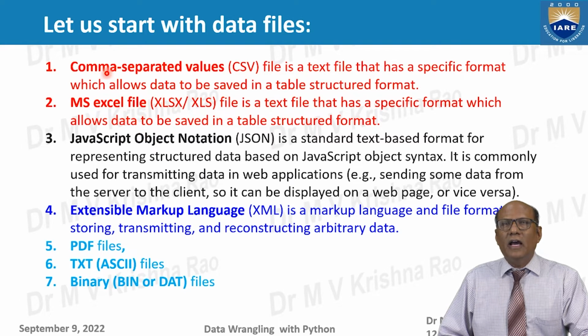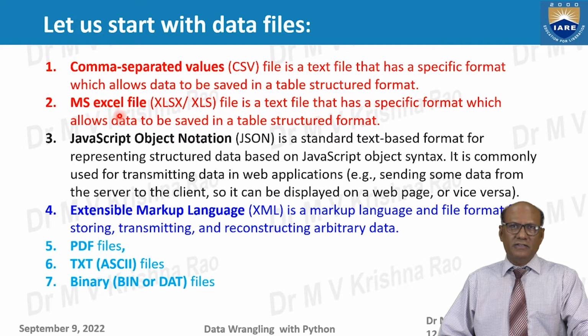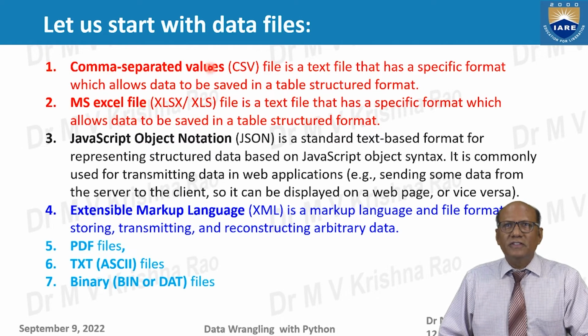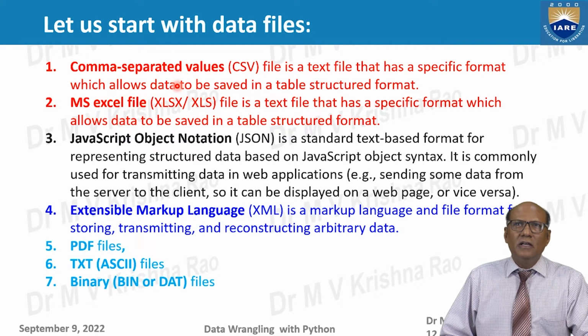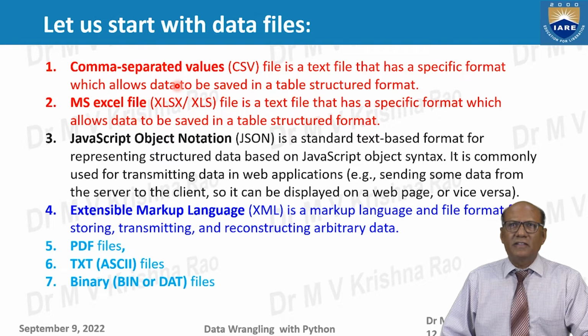In that, I have considered popular ones which are mostly used by data science engineers. That is the CSV file, comma separated values. A CSV file is a text file that has a specific format which allows data to be saved in a table structured format. It is just like our Excel sheet. If you open an Excel sheet or a CSV file, both will look the same. Okay, but for the machine it may be slightly different in terms of headers and other things.